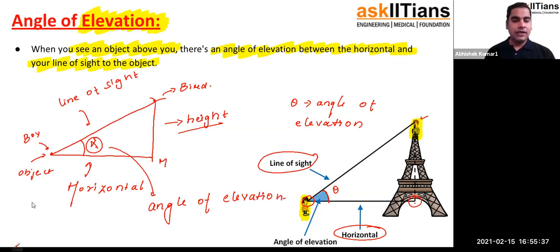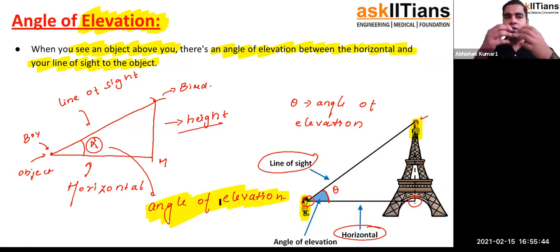Whenever you are talking about angle of elevation, it is very important to keep in mind that the object or bird or whatever we are observing, the position of that thing should be above you, and the line along which you observe that particular object is called line of sight, that I discussed just now, right? And the angle which is formed between the line of sight and the horizontal is referred to as angle of elevation.